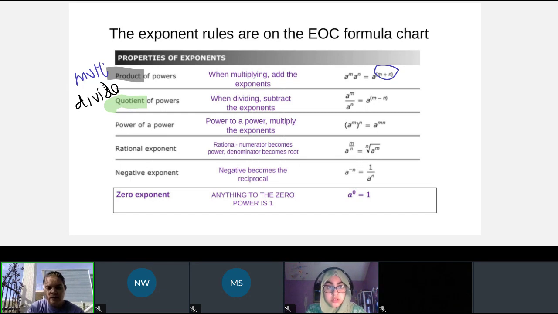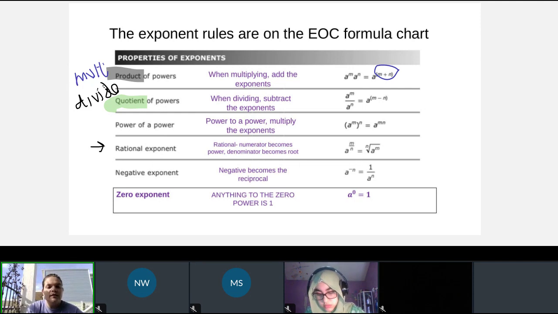Then we have power of a power. So when you take your exponent and raise it to another exponent, that is when you're going to multiply the two numbers together. You don't really need to know the rational exponent. If you get an exponent that has a fraction in the exponent place, you can just follow this rule here. Your base stays the same. Your m, the top number, your numerator, is going to stay under the little radical house.